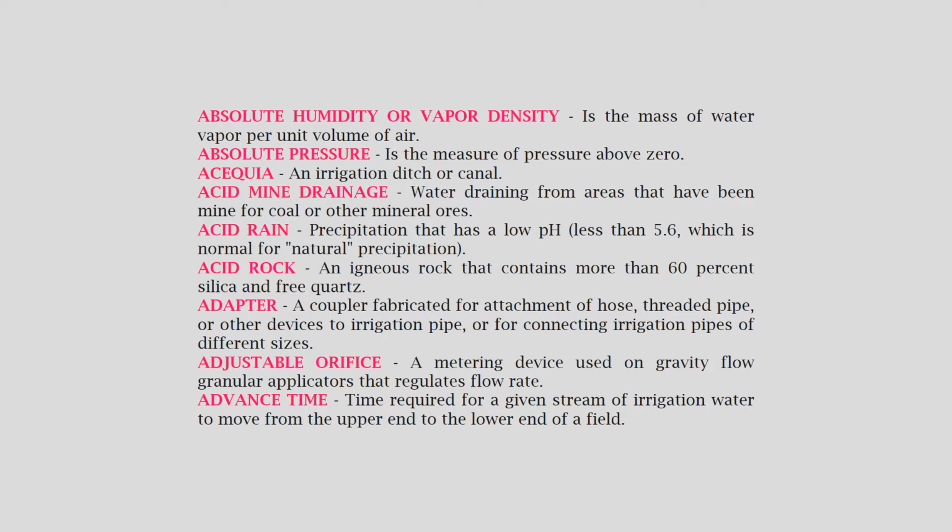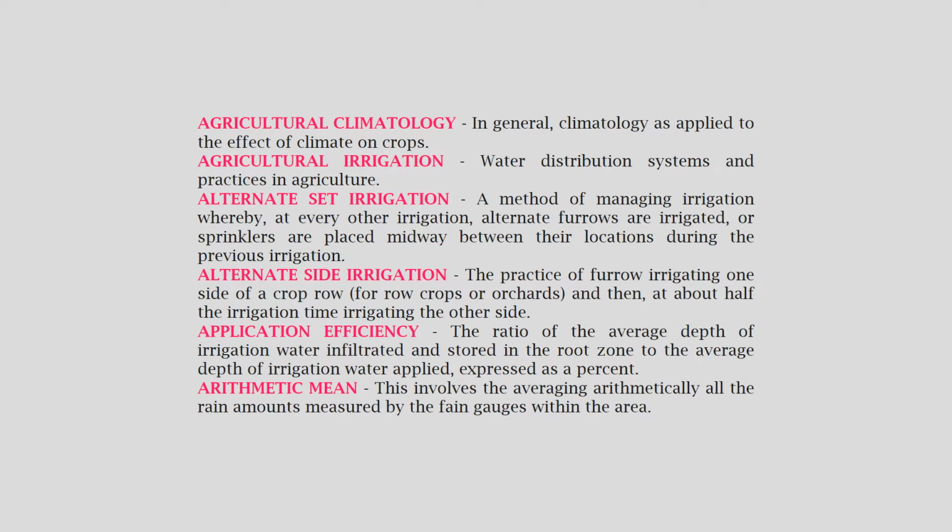Adapter, a coupler fabricated for attachment of hose, threaded pipe, or other devices to irrigation pipe, or for connecting irrigation pipes of different sizes. Adjustable orifice, a metering device used on gravity flow granular applicators that regulates flow rate. Advance time, time required for a given stream of irrigation water to move from the upper end to the lower end of a field. Agricultural climatology, in general, climatology as applied to the effect of climate on crops.